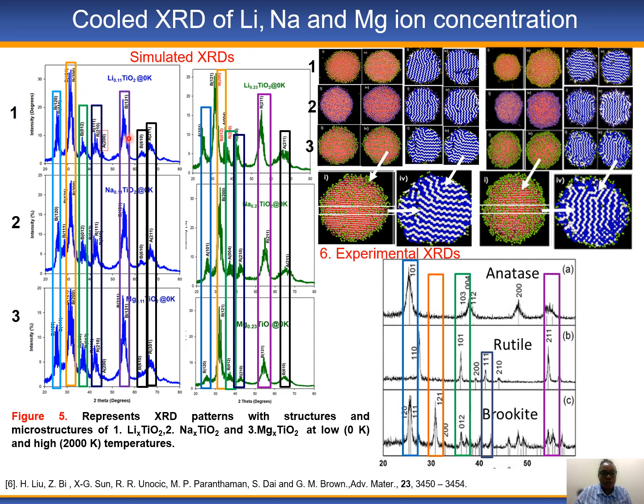Further characterization with X-ray diffraction was done on the systems, and here we only show XRD at low temperature with their respective structure and microstructure. As you can see, our systems were highly crystalline at this cold temperature, where three major polymorphs were obtained in the system, and there is a high dominance of the brookite phase in all our systems.